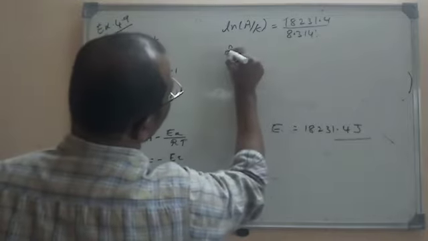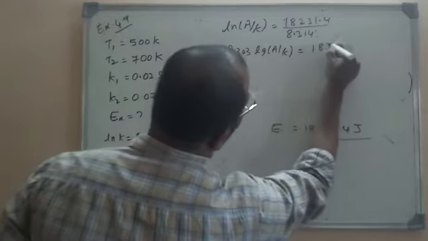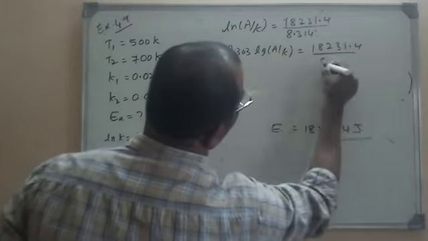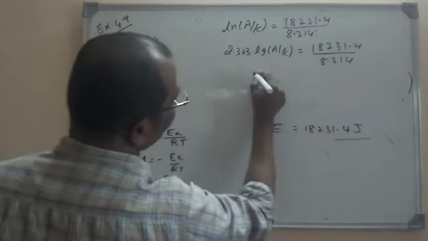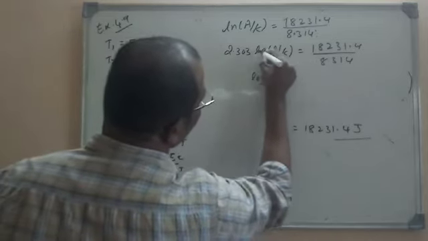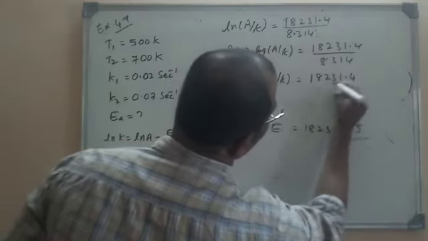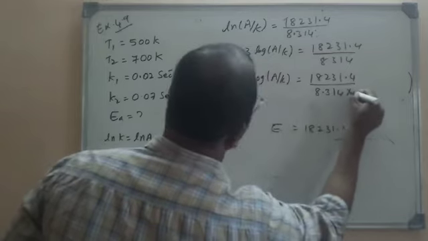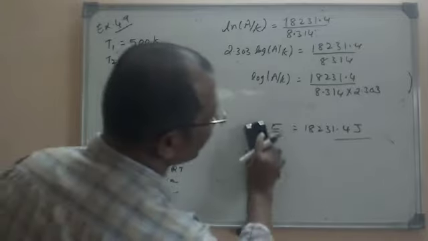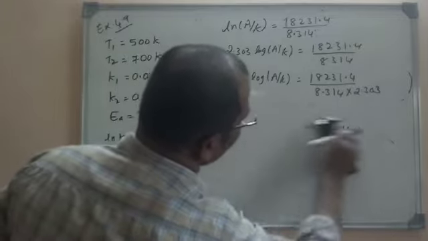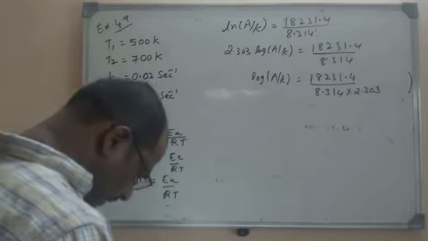Now ln can be changed into log, 2.303 log A by K is equal to 18231.4 divided by 8.314. You can send this 2.303 to this side. So what we get finally? Log of A by K is equal to 18231.4 divided by 8.314 into 2.303. I have just transposed the 2.303. So what is this product equal to?